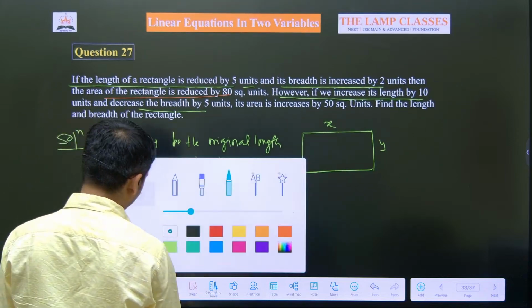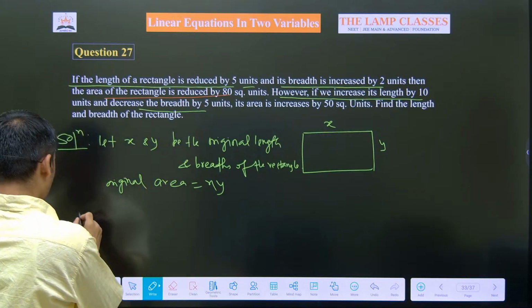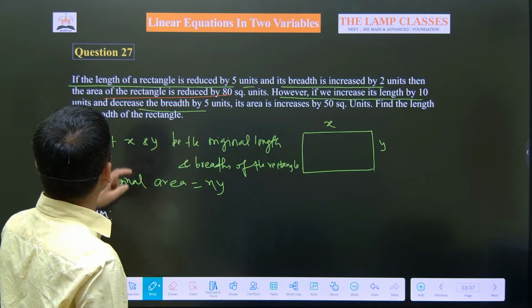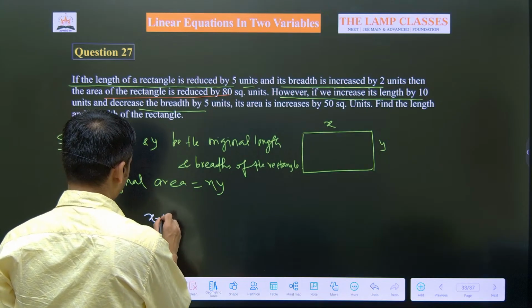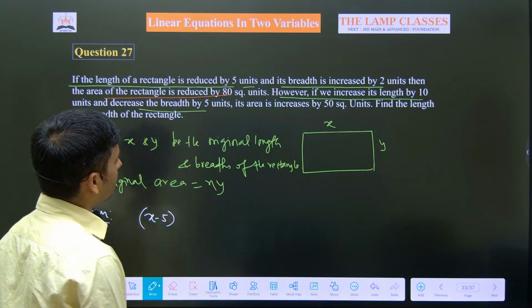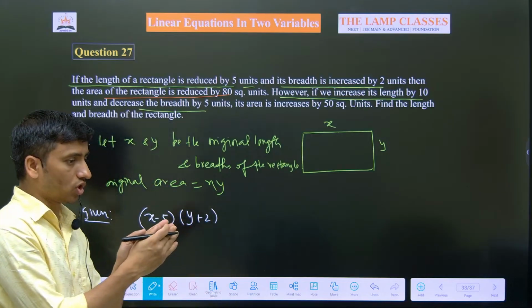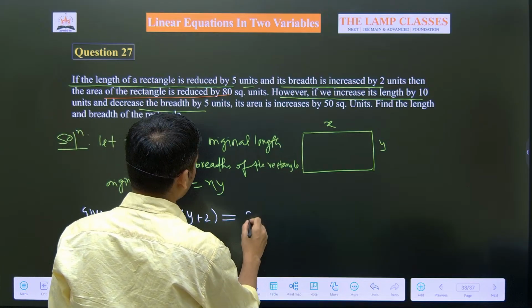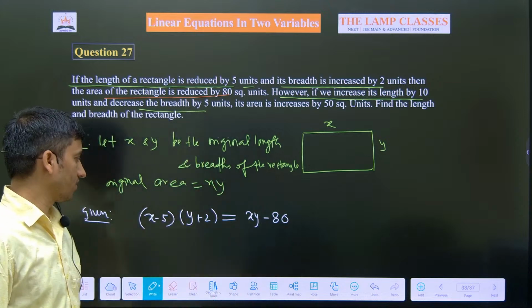And now let's frame the equations of what they have told. Now they have given two scenarios so that we get two equations and two unknowns, guys. First scenario, if the length of the rectangle is reduced by 5, that means the new length will be x minus 5. And what will be the breadth? Increased by 2, that means it will be y plus 2. So this product is going to be the area, right? This is the new area, and the new area is actually 80 less than the original area. This is the first equation.